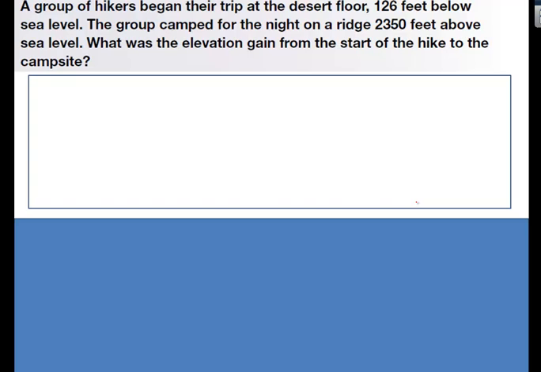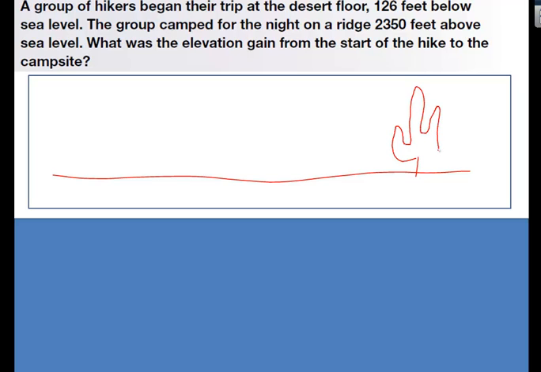Okay. I want you to do this one yourself. I want you to think it through, just like we've been doing it. On this one here, your number line is going to be vertical instead of horizontal. So a group of hikers begin their trip at the desert floor. First thing you're going to do is you're going to draw the desert floor. Here, we'll put a little cactus here to help you remember this is the desert floor.